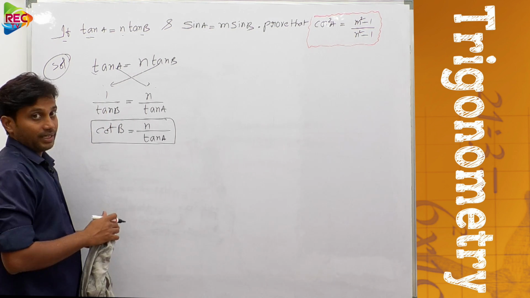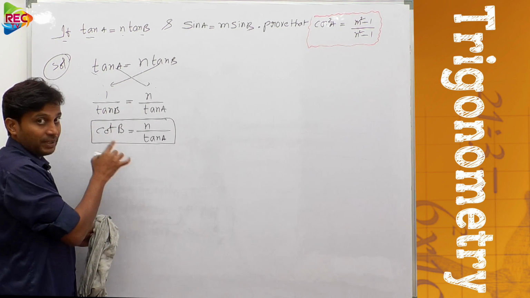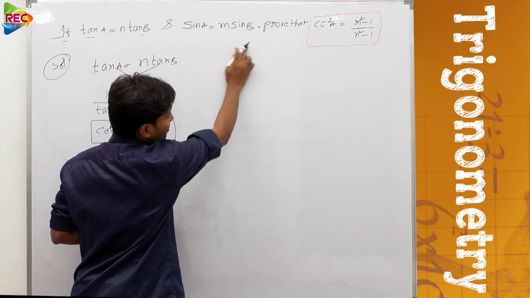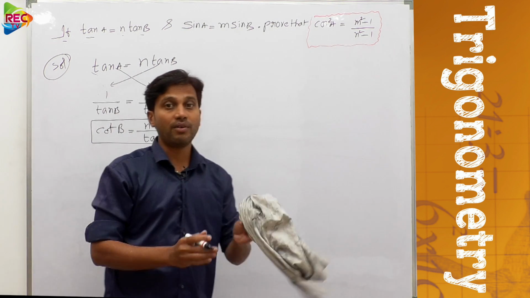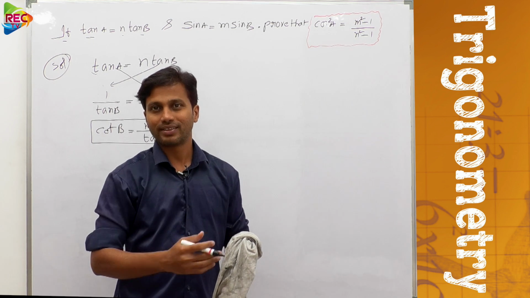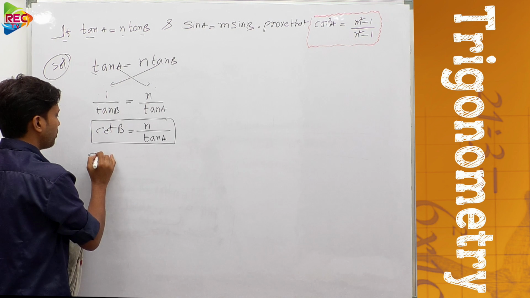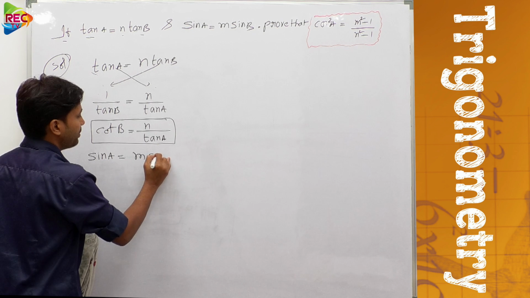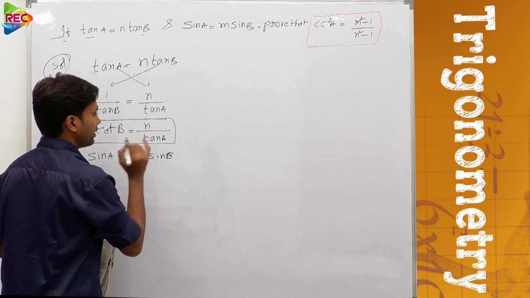We obtained cot B. Now let us see, if we obtained cot B, can we get cosecant B from this or not? Exactly. To adjust in form of identity, cosecant square B minus cot square B equal to 1. Understood? So let us see what happens. Sin A equal to m sin B. Sin A equal to m sin B. Okay, this is B, right?